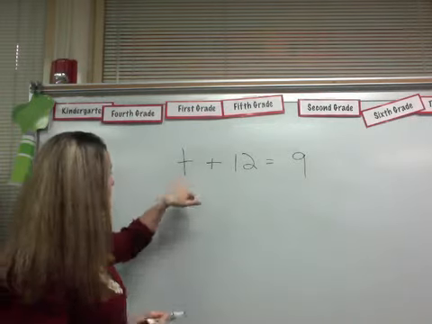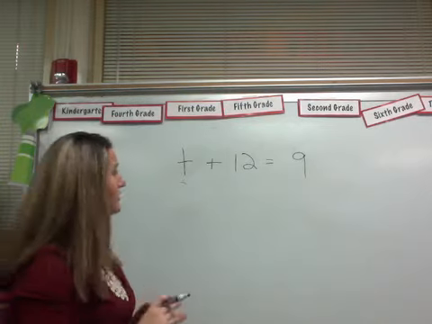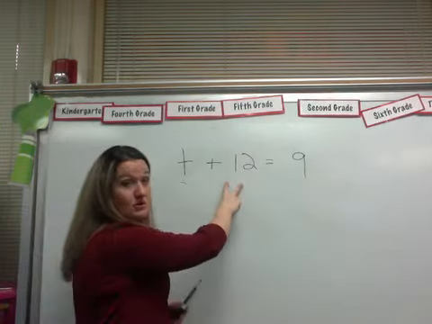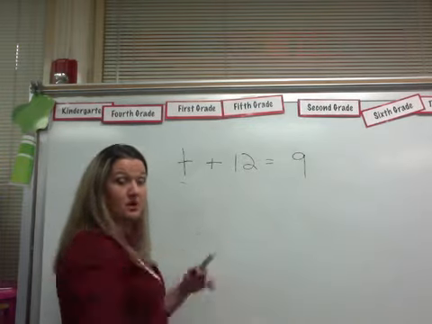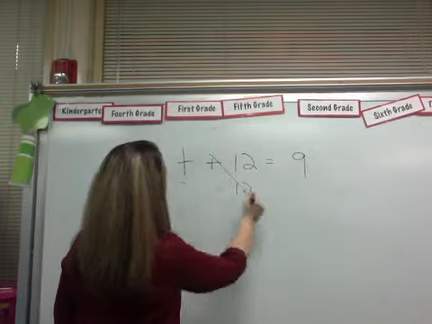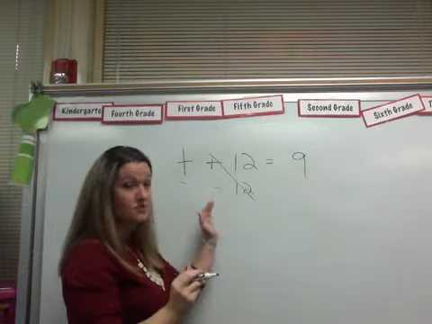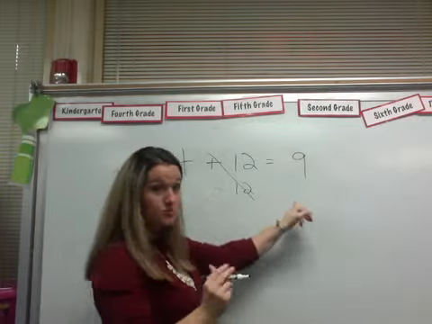So here's my variable t. I've got to get it all by itself on that side of the equation. What do I need to get rid of? Plus 12. Inverse operation: what's the opposite of adding 12? Subtracting 12. Poof, it's gone. But what do I need to do? I need to then turn around and subtract 12 from this side.